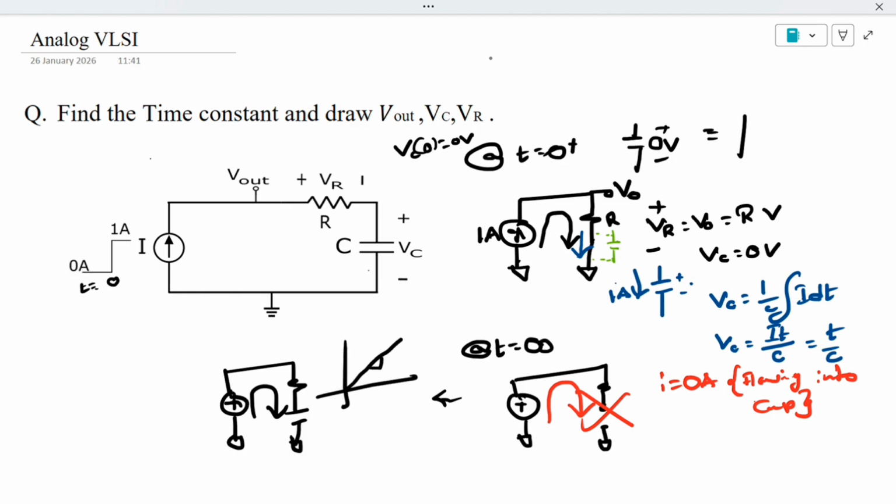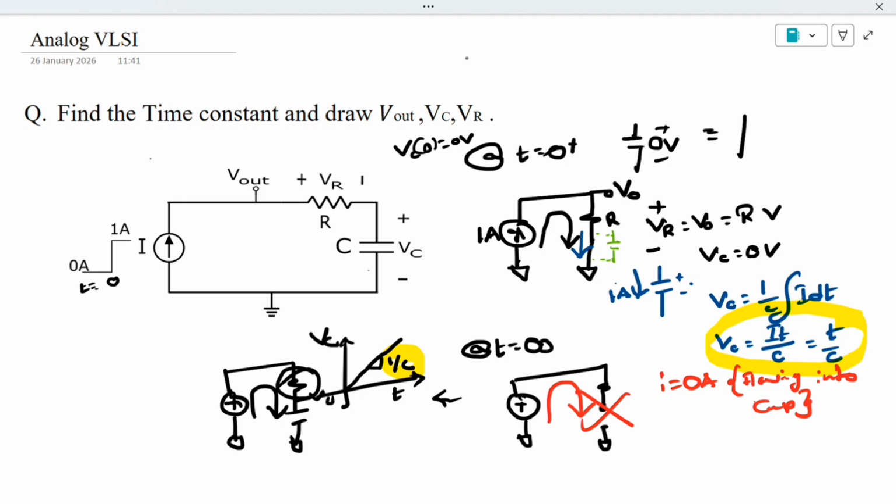The slope is, what is the slope? 1 by C. Since this is T and this is VC, the equation we have written is VC is equal to T by C. Slope is 1 by C. This is how the VC will appear.